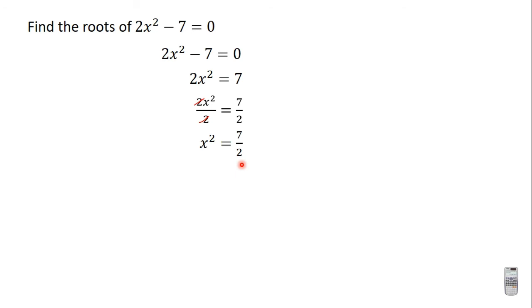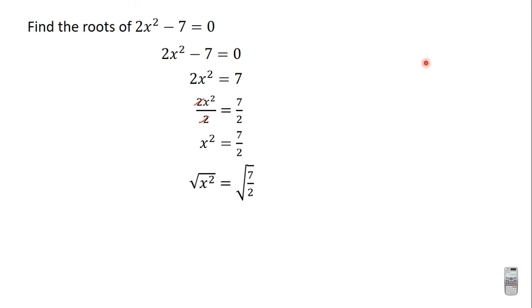From the videos on change of subject, we learned that when you get to this point and you want to make x the subject of the equation, or you want to find x, what you have to do is that you take square roots of both sides. So we take square root of the left hand side and we take square root of the right hand side. Now here is one thing that you have to know. Whenever you take square root of a number, you will have two answers. You will have the positive square root and the negative square root.